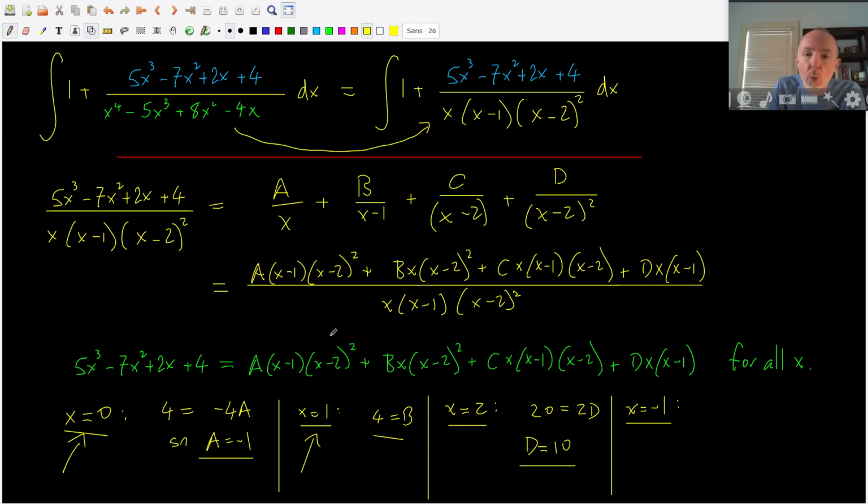We need to know 4 things. We need to know a, b, c, and d. And we don't have enough yet. We know a, b, and d. We don't know c yet. So I need to pick some other value. So pick any value. It doesn't really matter.